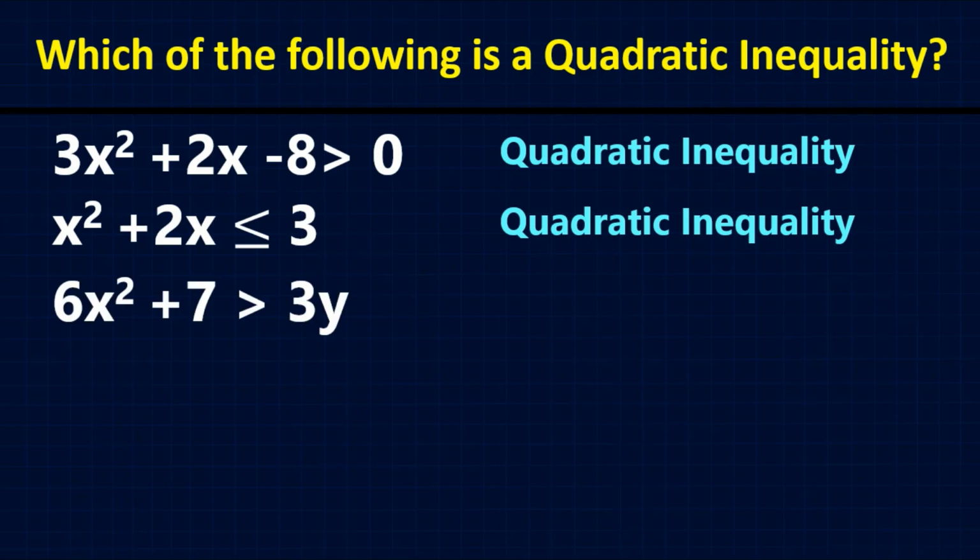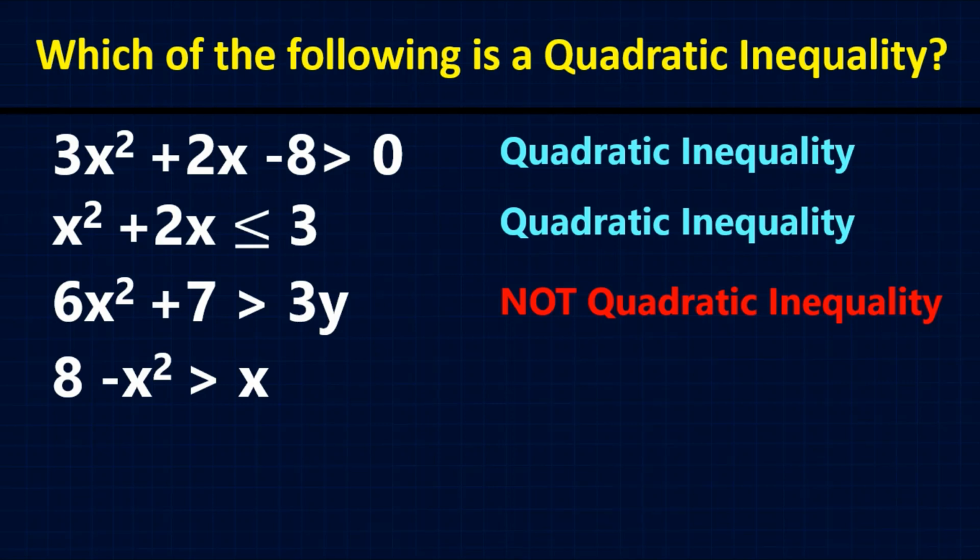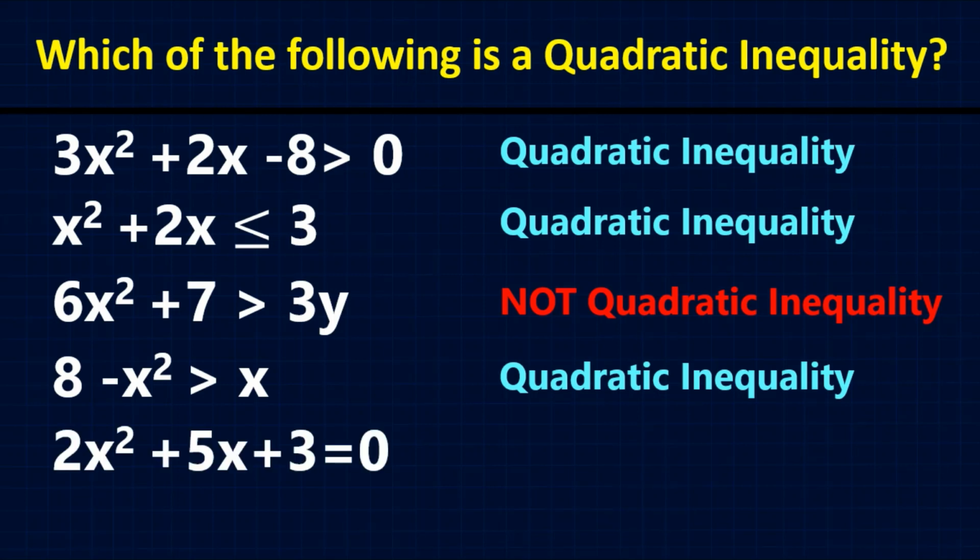Next, we have 6x squared plus 7 greater than 3y. This is not a quadratic inequality, because we have two variables present in this inequality. And we have 8 minus x squared greater than x. Obviously, this is a quadratic inequality. And then we have 2x squared plus 5x plus 3 equals 0. This is not a quadratic inequality. This is a quadratic equation.